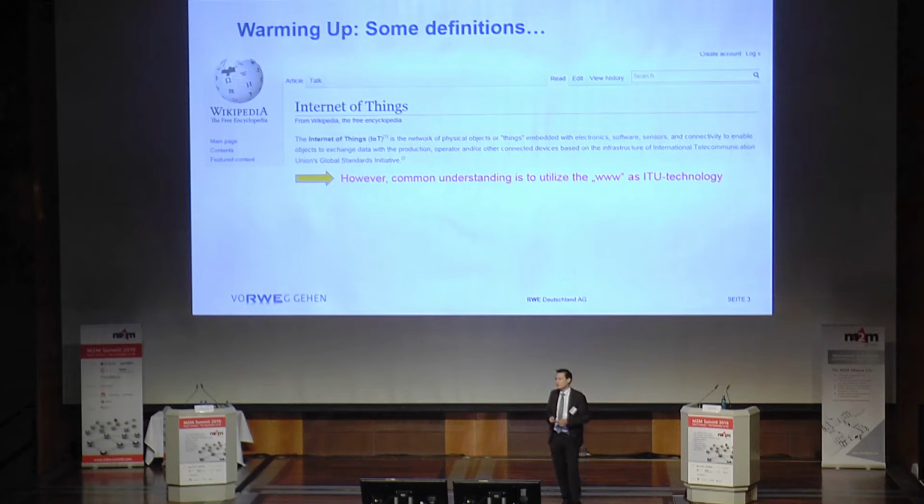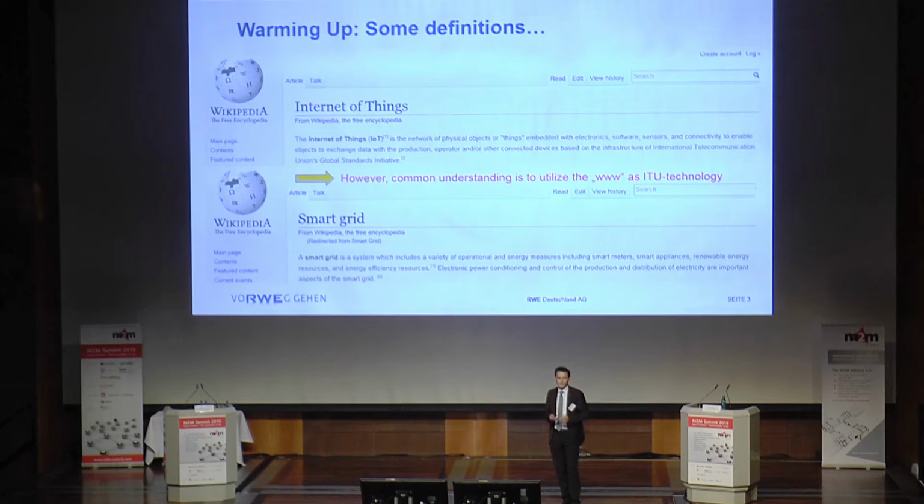And what utilities talk about today is smart grid. You all know the term smart grid. And there, of course, the question is again, what is a smart grid? A smart grid is a system which includes a variety of operational and energy measures, including smart meters, smart applications, renewable energy resources, and energy efficiency resources.